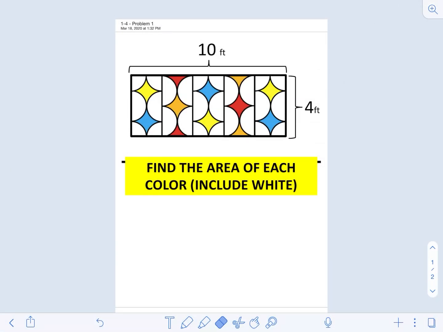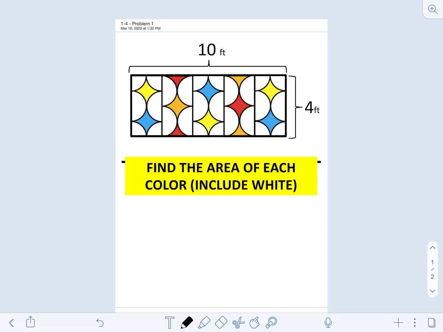Okay, so now you only have one problem to do today, and this is a long problem, so that's why you only have one problem. There are so many different ways to do this. What I'm going to do is break it down in the way that makes sense for me, but there are tons of different ways, even though you'll get the same answer.